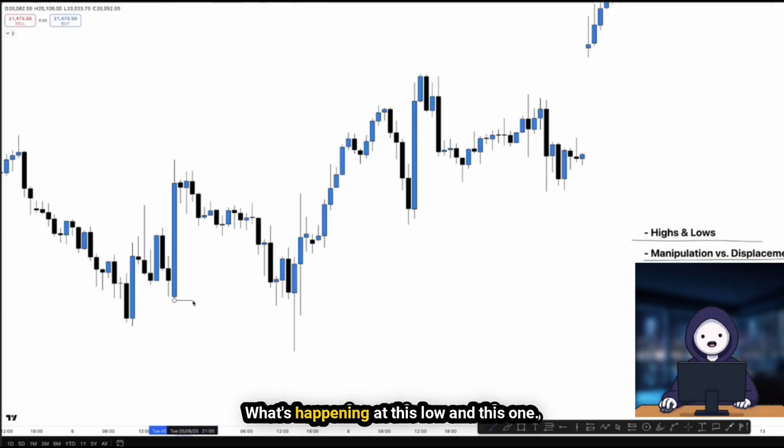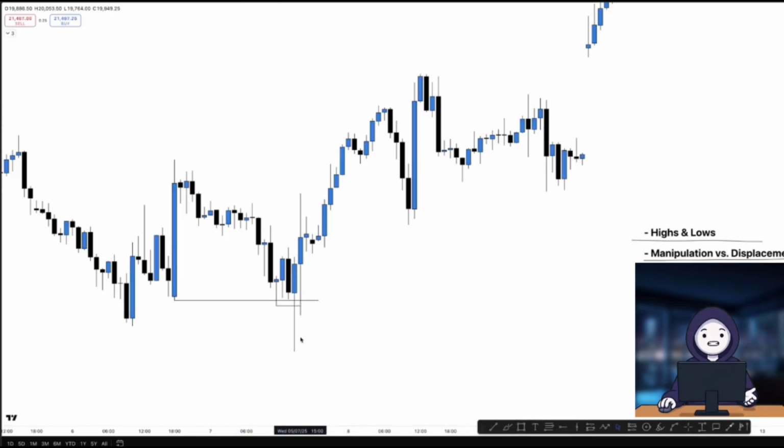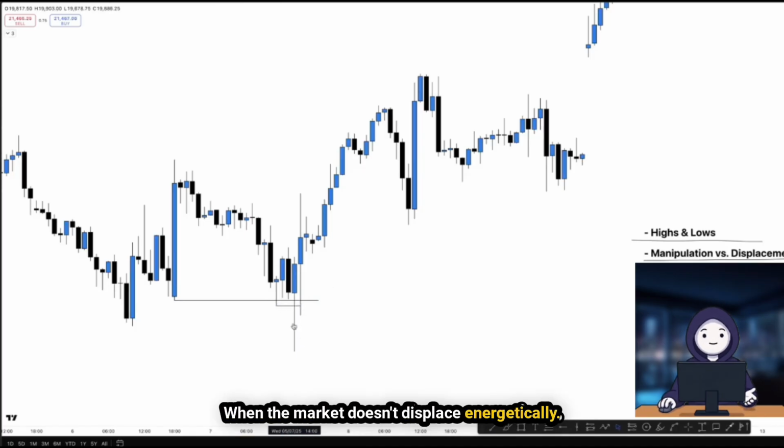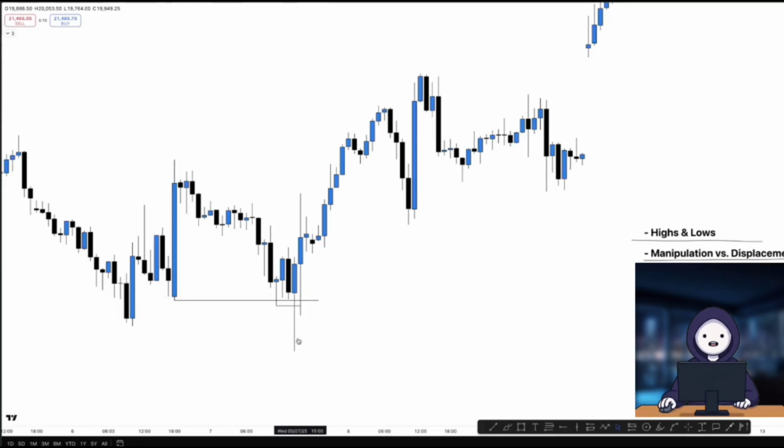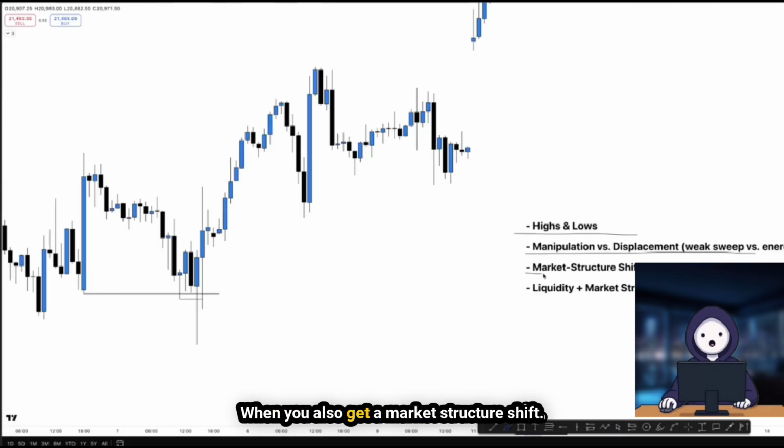Notice right here what's happening at this low and this one. Price is approaching but not closing below it. Now, some traders would call this a break of structure, but that interpretation is incorrect. When the market doesn't displace energetically through a structural level, meaning there's no forceful, committed push, a reversal is far more likely. This probability increases significantly when you also get a market structure shift.